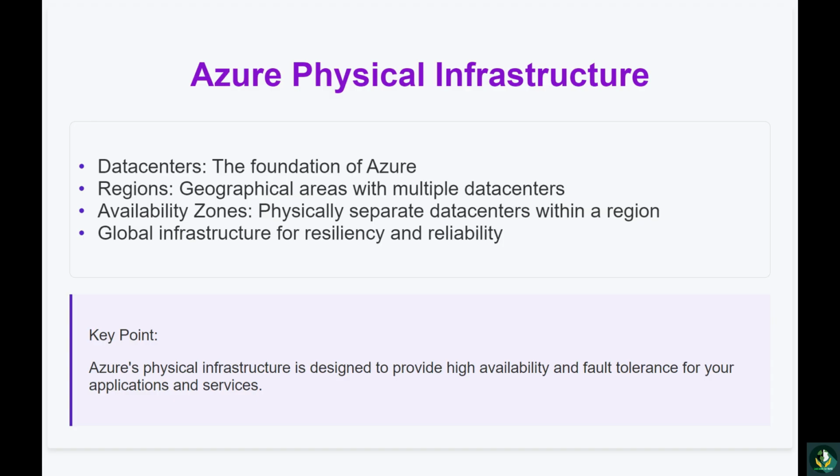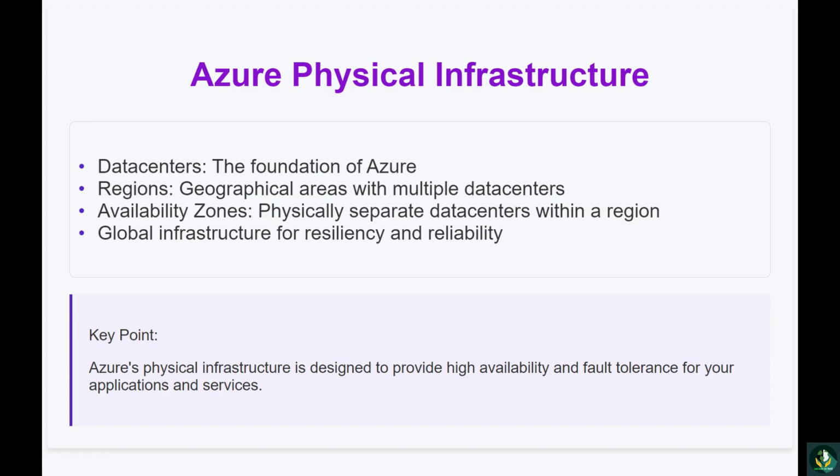Azure organizes these data centers into larger units called regions. A region is a geographical area on the planet that contains at least one, but often multiple data centers. These data centers within a region are networked together with high bandwidth, low latency connections. This setup allows Azure to intelligently distribute and manage resources within each region, ensuring optimal performance and reliability for your applications and services. To further enhance reliability and provide even greater fault tolerance, Azure introduces the concept of availability zones.